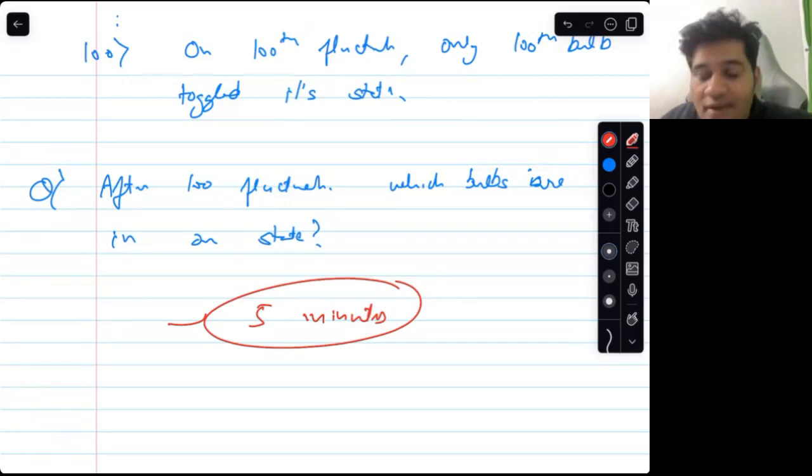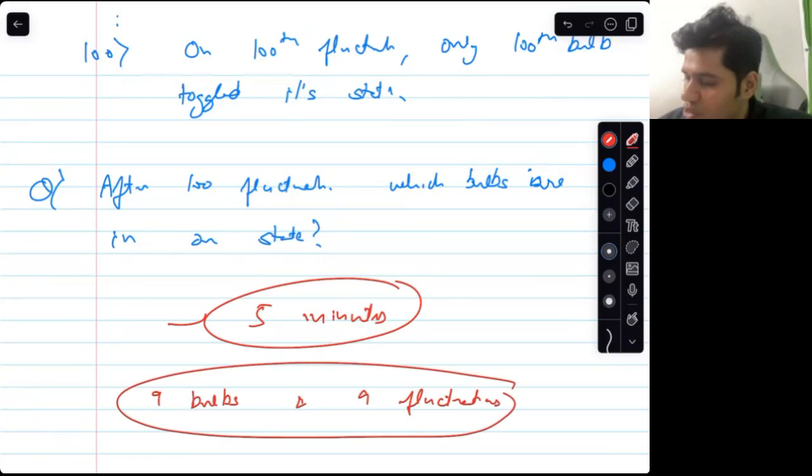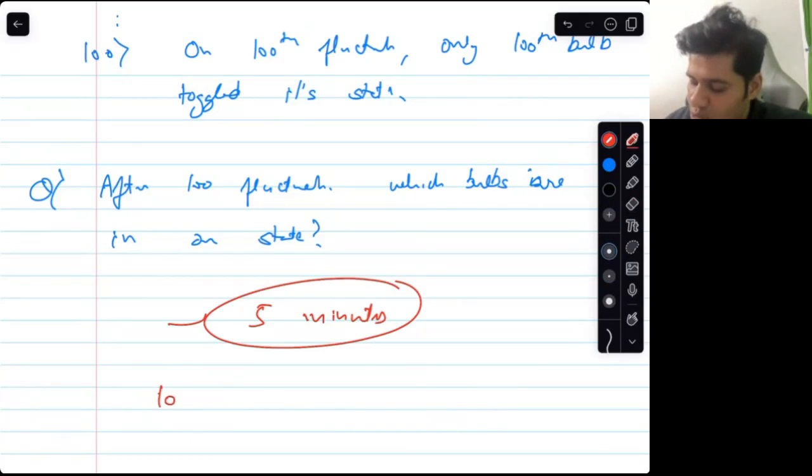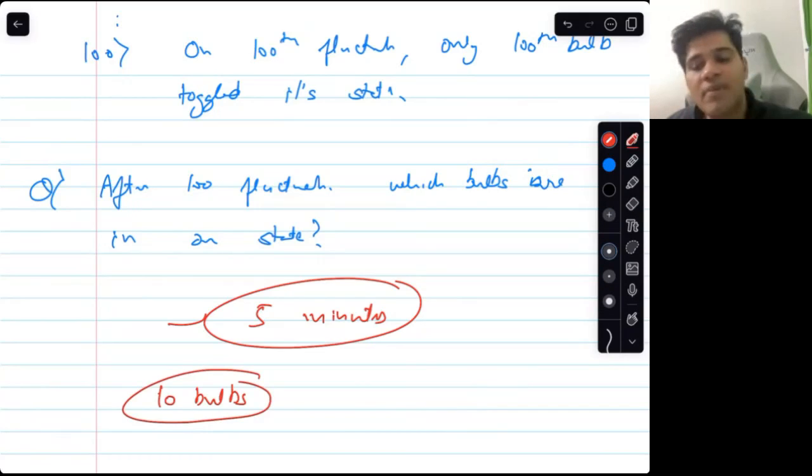My suggestion to you: try to solve for 9 bulbs and 9 fluctuations. That would teach you something. Or you can do it for 10 bulbs and 10 fluctuations also. Try to solve the problem for 10 bulbs. Something would become clear to you.